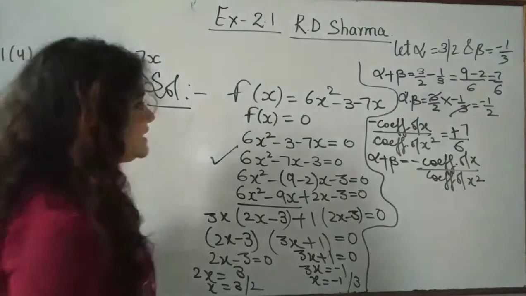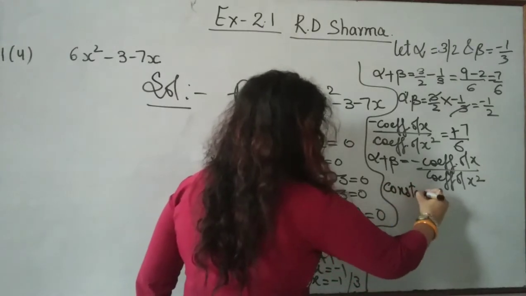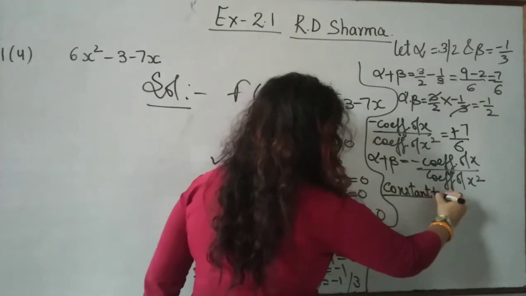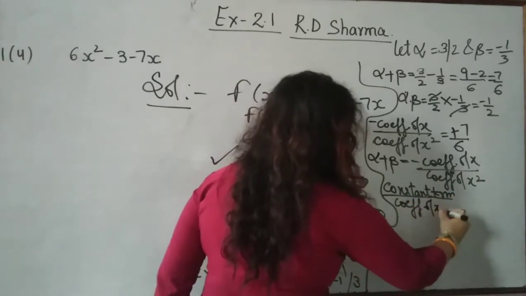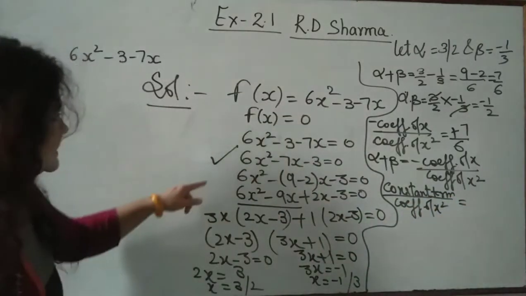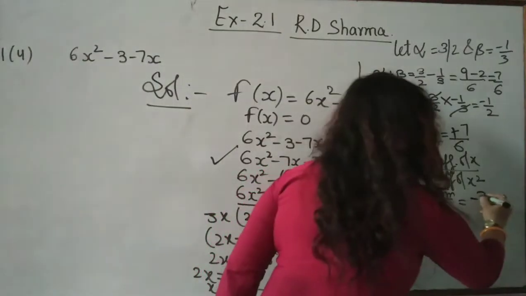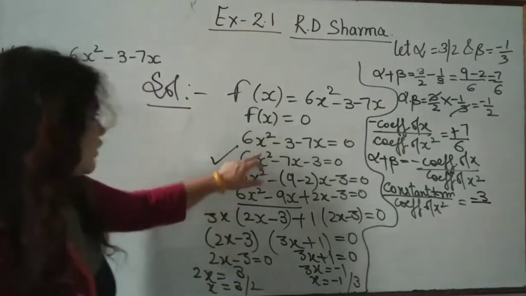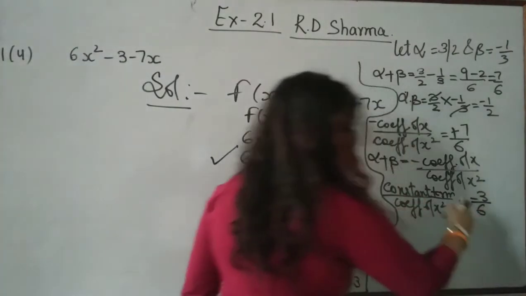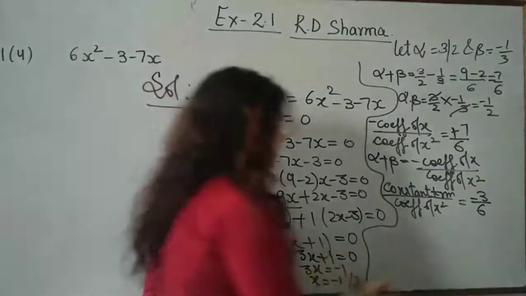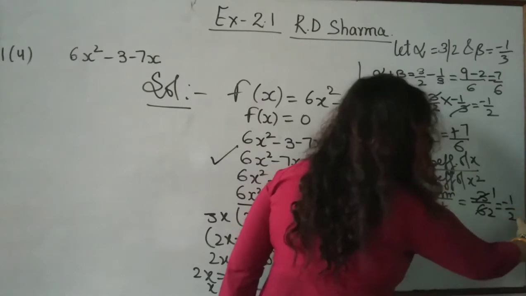Is that okay? Right? अच्छा, अब हम check करते हैं. Let's check constant term. Constant term upon coefficient of x square. Fine guys. So what is the constant term? See, minus 3 is the constant term. Minus 3 upon coefficient of x square. What is the coefficient of x square? This is 6. And now minus 3 by 6. So we can reduce them. 3 ones are 3, 3 twos are 6. That is minus 1 by 2.